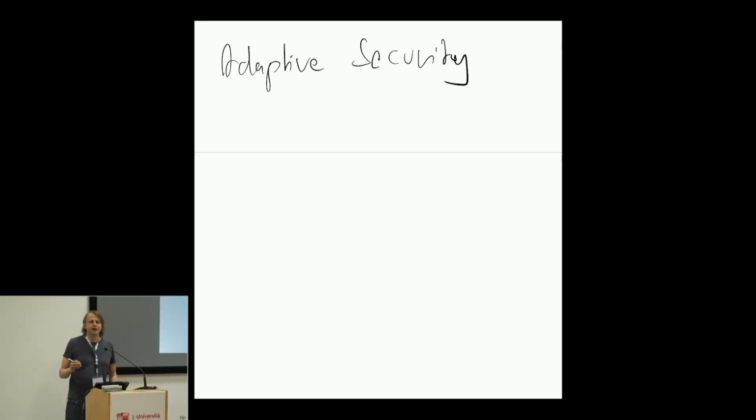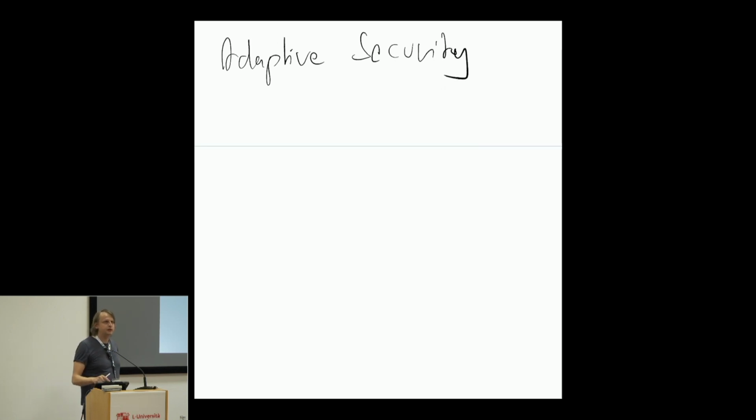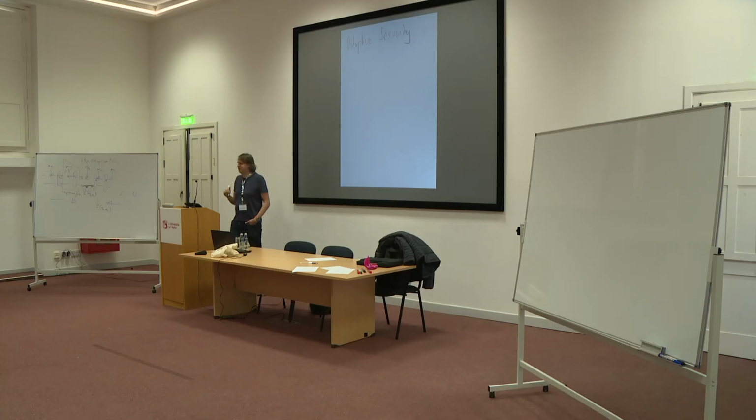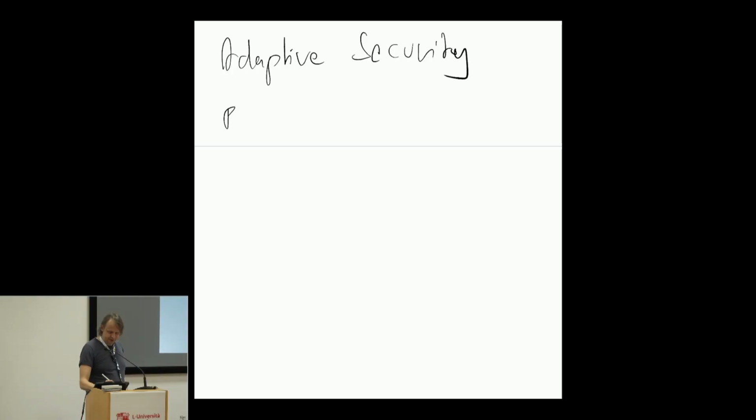Adaptive security. And actually, I want to start with something very simple, namely with the GGM, Goldreich-Goldwasser-Micali, pseudorandom generator. Who has heard about GGM? Okay, most of you. So let me recap it very shortly. What is a pseudorandom generator, PRG? It's a function that maps n-bit strings to two n-bit strings.